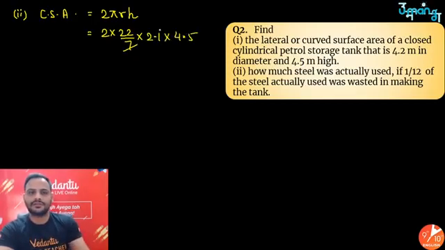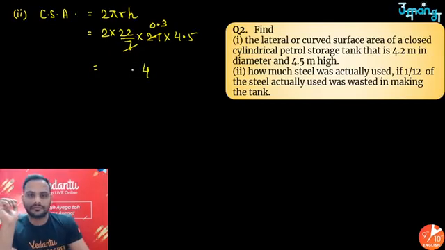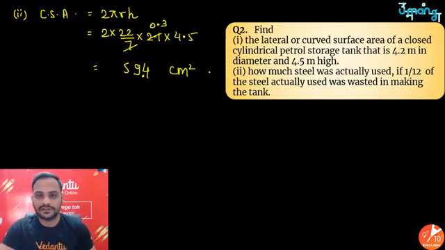Into 4.5. 7 ones are 7, 0.3 times. 4.5 into 2 is 9. 9 into 0.3 will be equal to 2.7. 2.7 into 22, if we have to do it, it will be equal to 59.4 meter square. Okay, this will be meter square, sorry, not centimeter square, meter square.